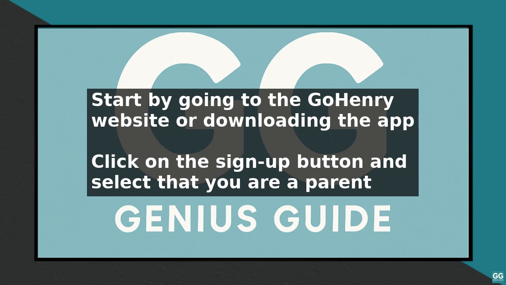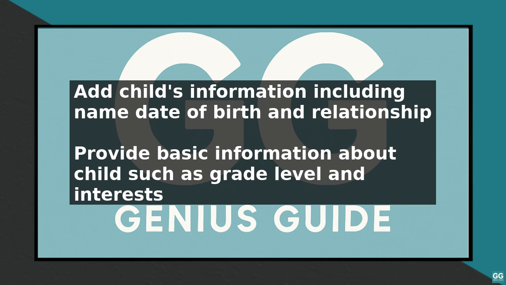Next, you will be prompted to add your child's information, including their name, date of birth, and relationship to you. You will also need to provide some basic information about your child, such as their grade level and interests. This information will help GoHenry tailor its financial education content to your child's needs.